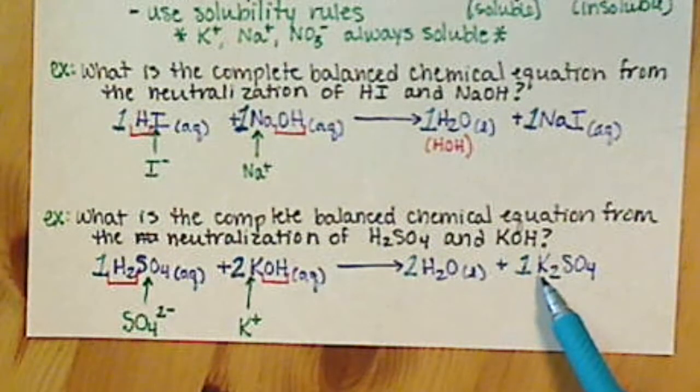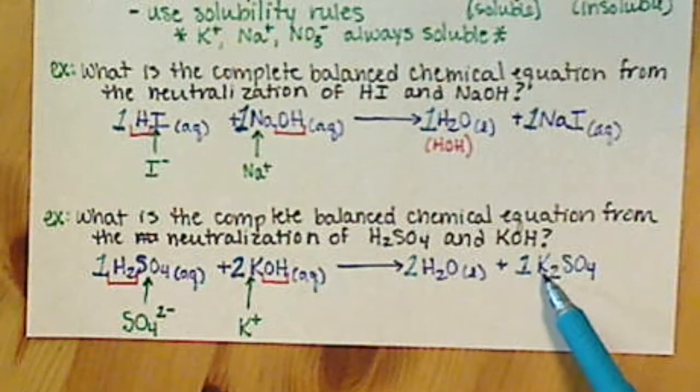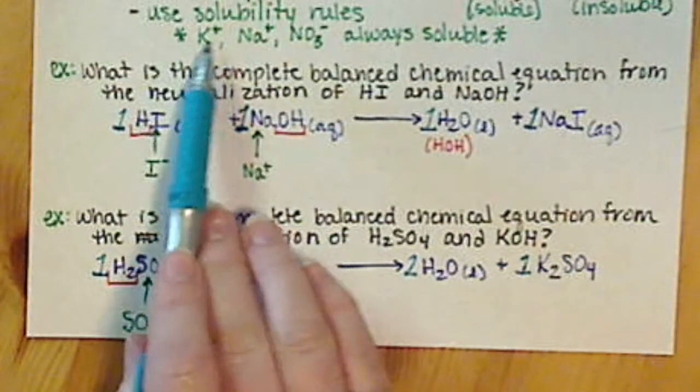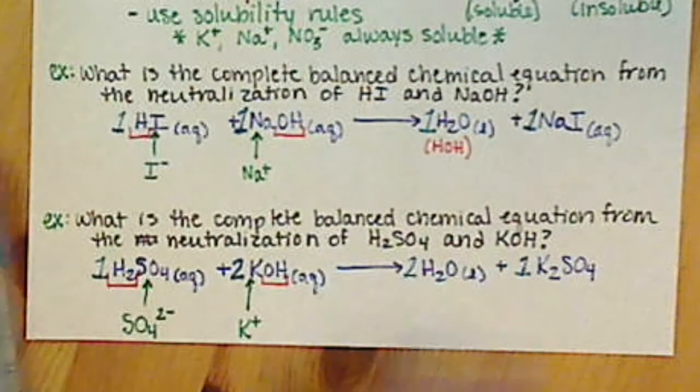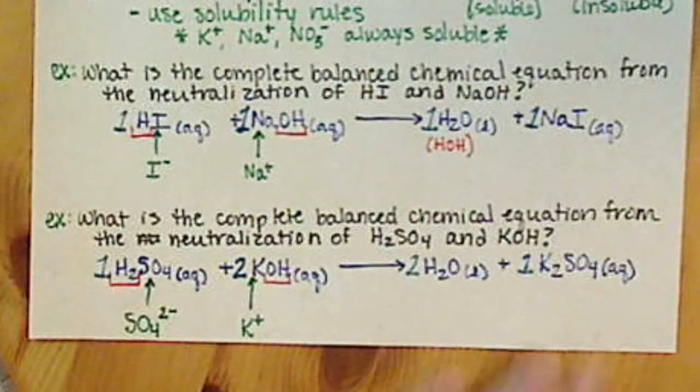All right. Last step is we want to determine the phase of our salt. We have potassium ion here. Potassium ions are always soluble. Anything that's soluble is going to be in the aqueous phase.